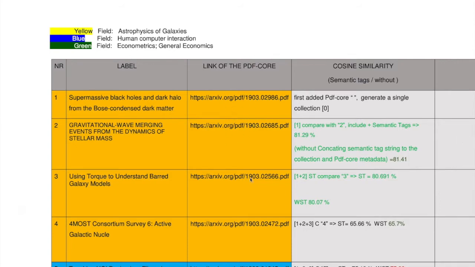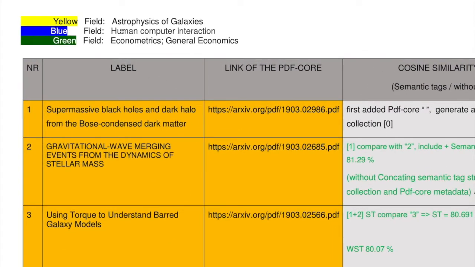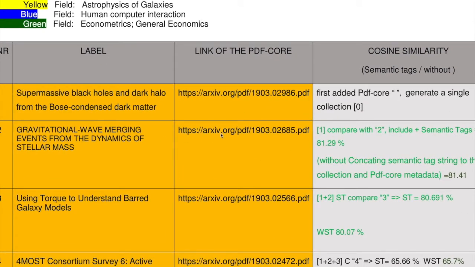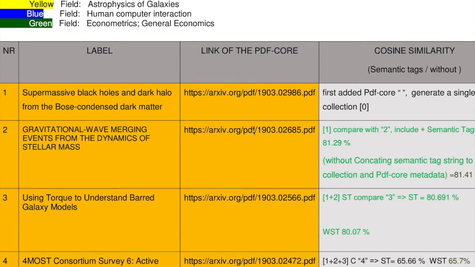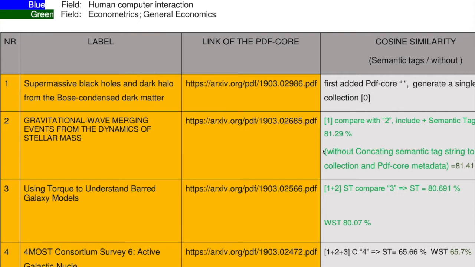These are links from archive.org. The yellow label means that experts and the authors of these documents assign them to astrophysics galaxies, and blue means they are from HCI, human-computer interaction. We calculated the similarity after adding each PDF to the Salmon system. If, for example, we assign green, it means that it correctly assigned them into the same collections.